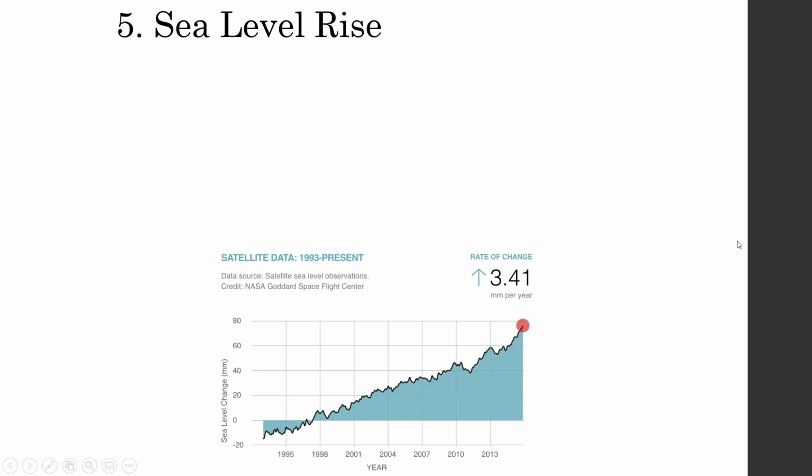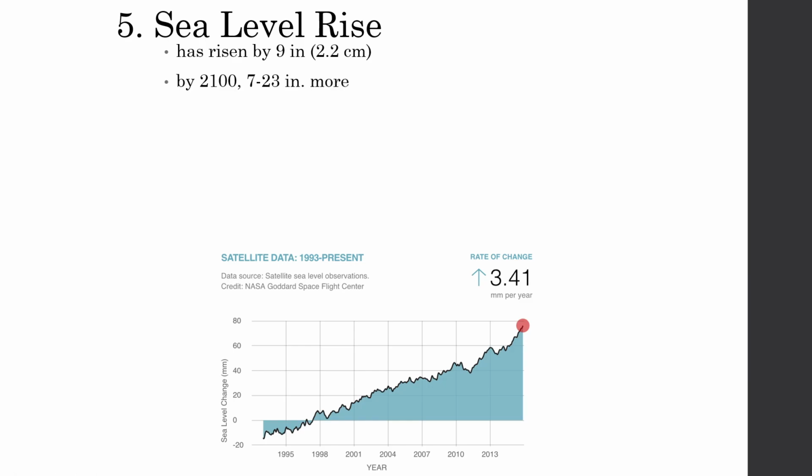This is still kind of in 9.6, ocean warming. But let's look at sea level rise. This is based on satellite data from 1993 to present, and what we're seeing is that the rate of change of sea level rise is 3.41 millimeters per year, and that doesn't sound too bad. That doesn't sound like much, right? 3 millimeters a year? That's nothing. Well, it's been 9 inches since 1993. 9 inches in what, 30 years? That's not too bad.